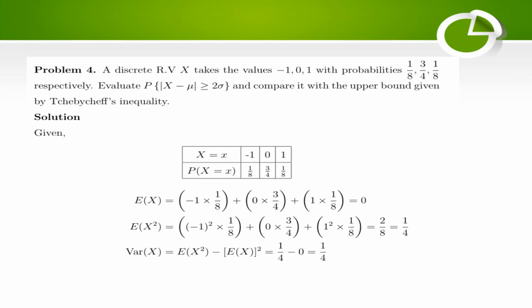Solution. Given X takes the values −1, 0, 1, and P(X = x) takes the values 1/8, 3/4, 1/8. E(X) = −1 × 1/8 + 0 × 3/4 + 1 × 1/8 = 0. E(X²) = (−1)² × 1/8 + 0 × 3/4 + 1² × 1/8 = 2/8 = 1/4. Variance of X = E(X²) − (E(X))² = 1/4 − 0 = 1/4.